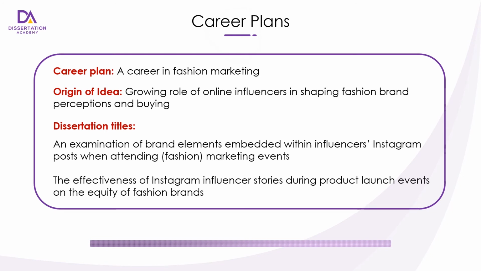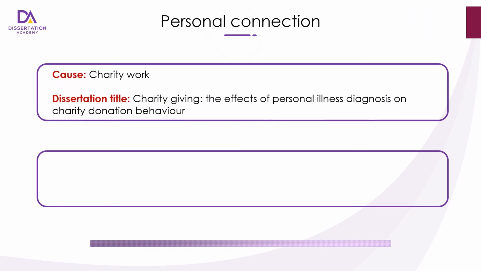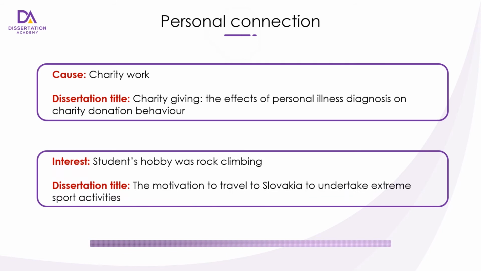A second source of ideas relates to the personal connection of the student with a cause or an interest. One example comes from a student who did a lot of charity work, and therefore she used her involvement in a cause as a source of inspiration. She ended up looking at charity giving and more specifically the effects of a personal illness diagnosis on charity donation behavior. Another example comes from a student whose hobby was rock climbing. So she looked at the motivation to travel to Slovakia to undertake extreme sports activities with a focus on rock climbing.